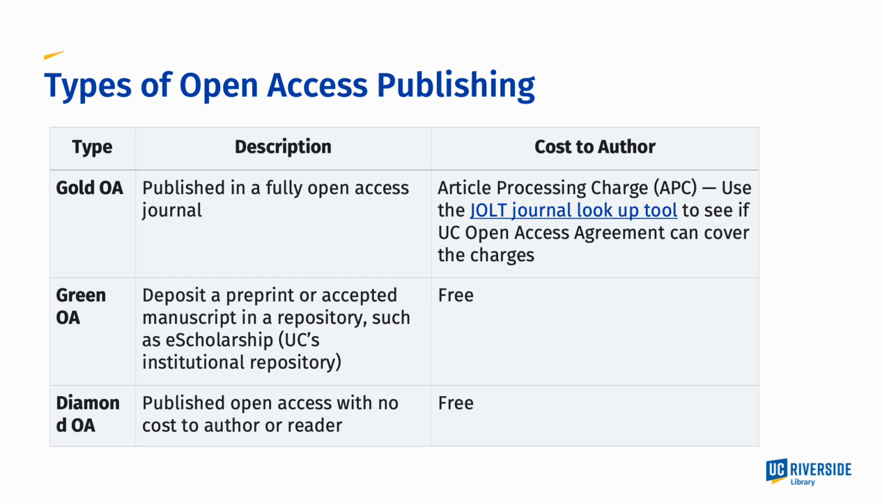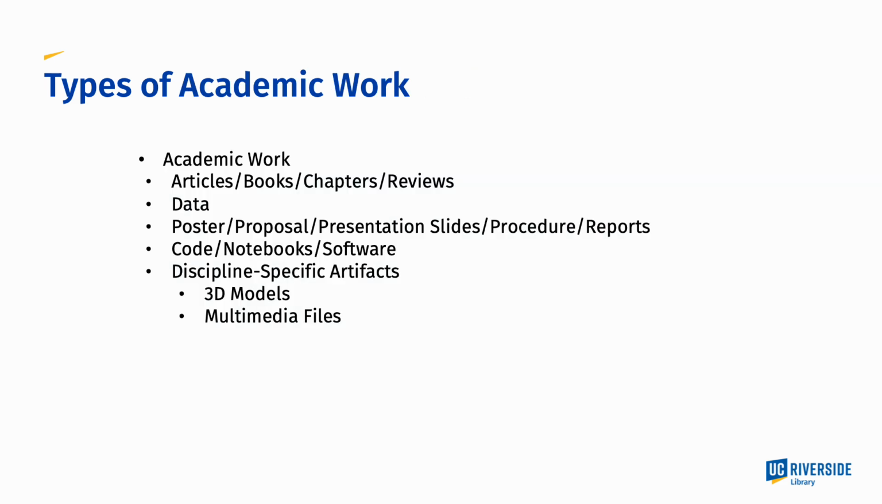But for UC authors, UC open access journal agreements can cover the fee, often referred to as APC, partially or fully. We will mention more on that soon. Open access isn't just for journal articles. Datasets, presentations, code, thesis, and discipline-specific outputs, like 3D models and multimedia, can all be shared openly.